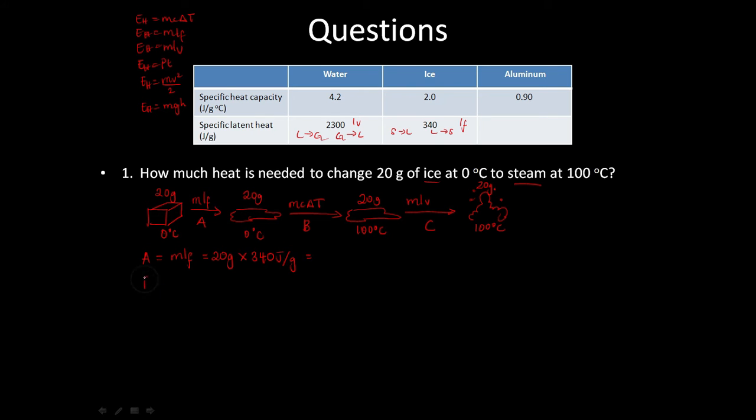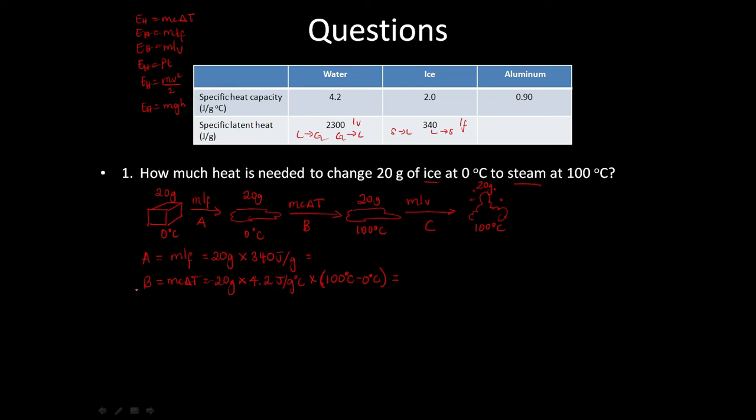Now for B, we're using MCΔT, and the mass is 20 grams. The specific heat capacity of water is 4.2 joules per gram degree Celsius, and the temperature change is 100 minus 0. So you always want the warmer temperature minus the cooler temperature, so that we avoid negatives.